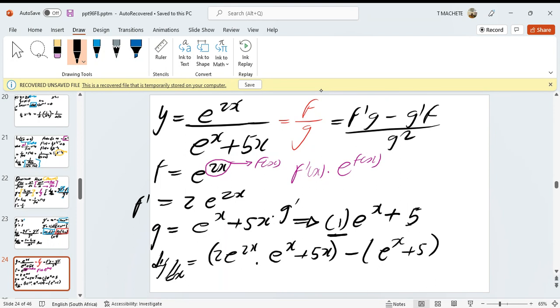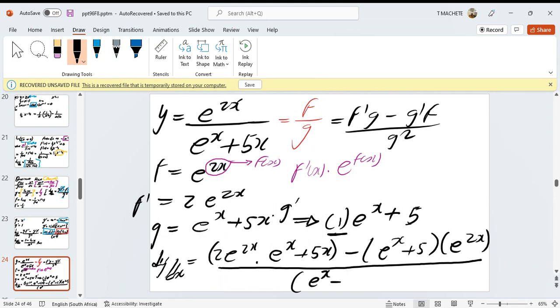Then you minus the g prime times f. You see there I have to use the brackets. There's no other way, because it's g prime and f, so I have to write the whole of f. So f is e^2x. Then you divide everything by (e^x plus 5x) squared. You can leave it as it is. There's no need for you to simplify it. And that will be your answer, guys. Any question, that's how you're gonna do it.